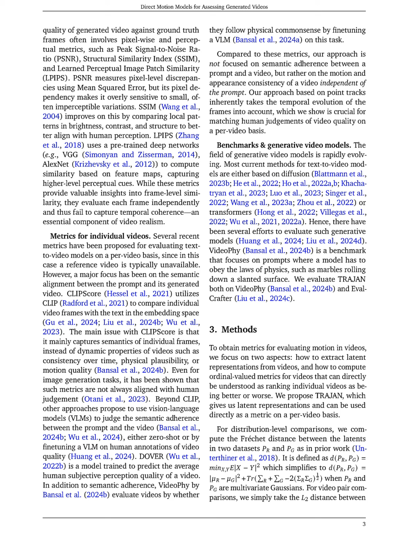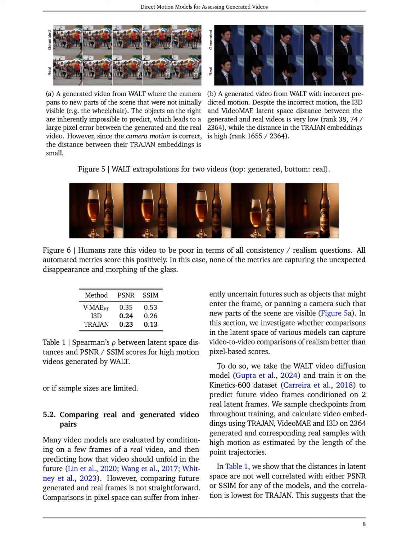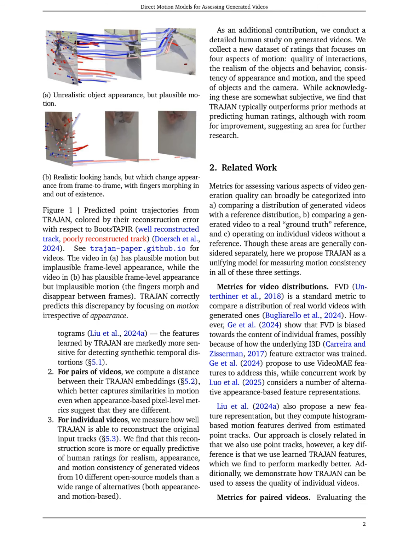Trajan's effectiveness is demonstrated using metrics such as the Frechet distance for distribution comparisons, average Jaccard for reconstruction accuracy, and correlation with human judgments on aspects like temporal consistency and visual quality. Additionally, Trajan is benchmarked against alternative methods including FVD, VideoMAE, and I3D, showing superior sensitivity to motion artifacts. The results indicate that Trajan consistently outperforms these alternatives, particularly in capturing motion quality and temporal coherence, validating its utility as a robust metric for evaluating generated videos.